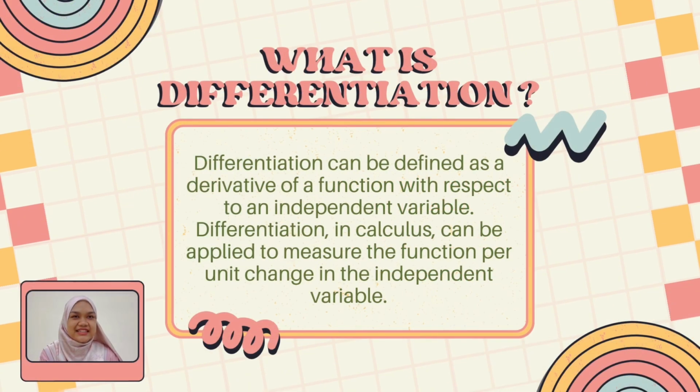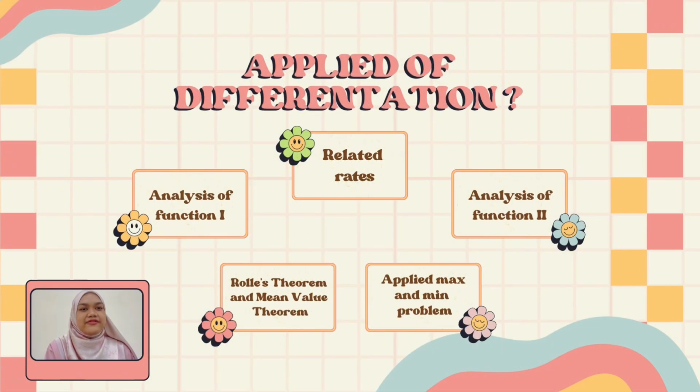What is differentiation? Differentiation can be defined as a derivative of a function with respect to an independent variable. Differentiation in calculus can be applied to measure the function per unit change in the independent variable. There are 5 applications of differentiation. First is related rate. Second is analysis of function 1. Third is analysis of function 2.